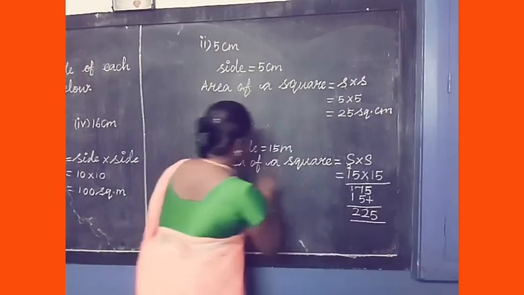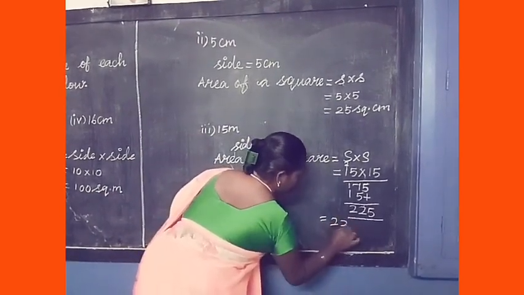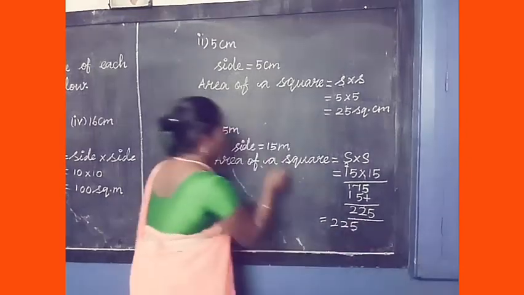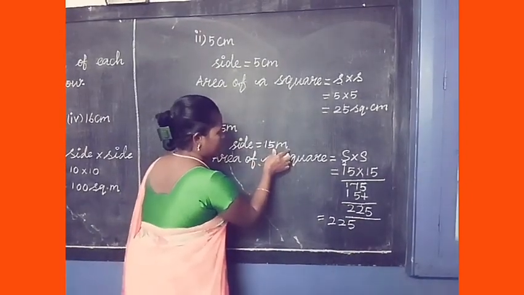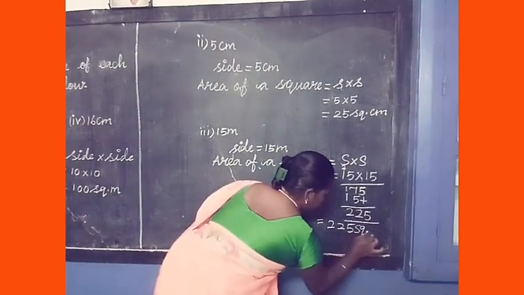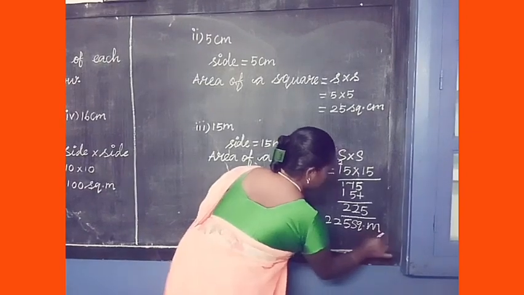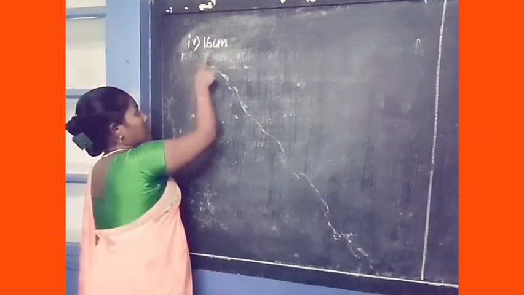We have to find the area of a square. So the area of the square is 225. What is the unit value? Meter. We have to find the area, so first we write square. Next the unit value is meter. This is the answer.